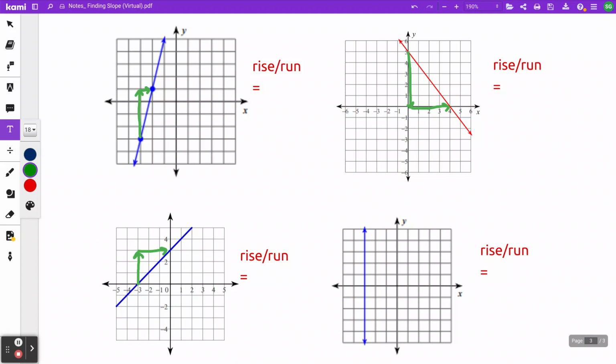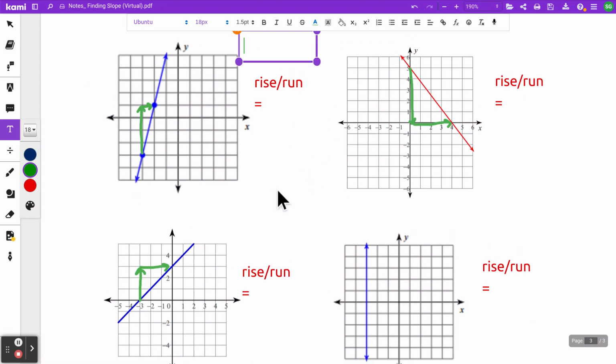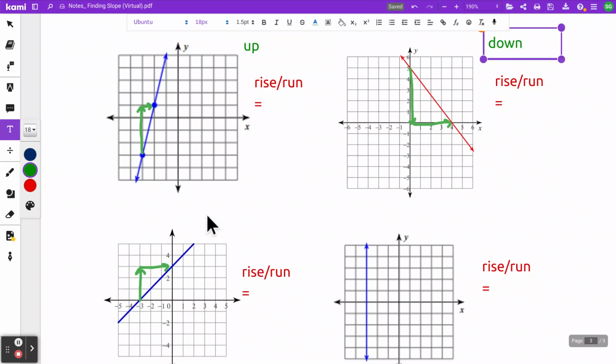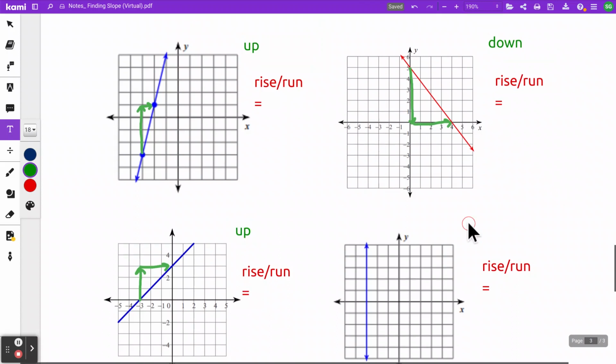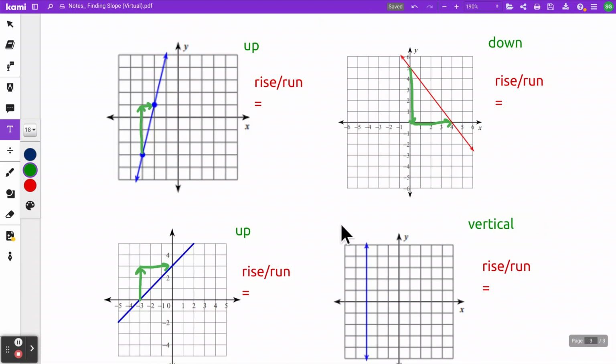Before we do the counting, though, I do want to practice going through these. If you were pausing and asking yourself the direction, what direction does this first line go? It goes up. My second line, it goes down. My third line goes up. And my fourth line is a vertical line. Pausing and asking yourself those questions could be really helpful.